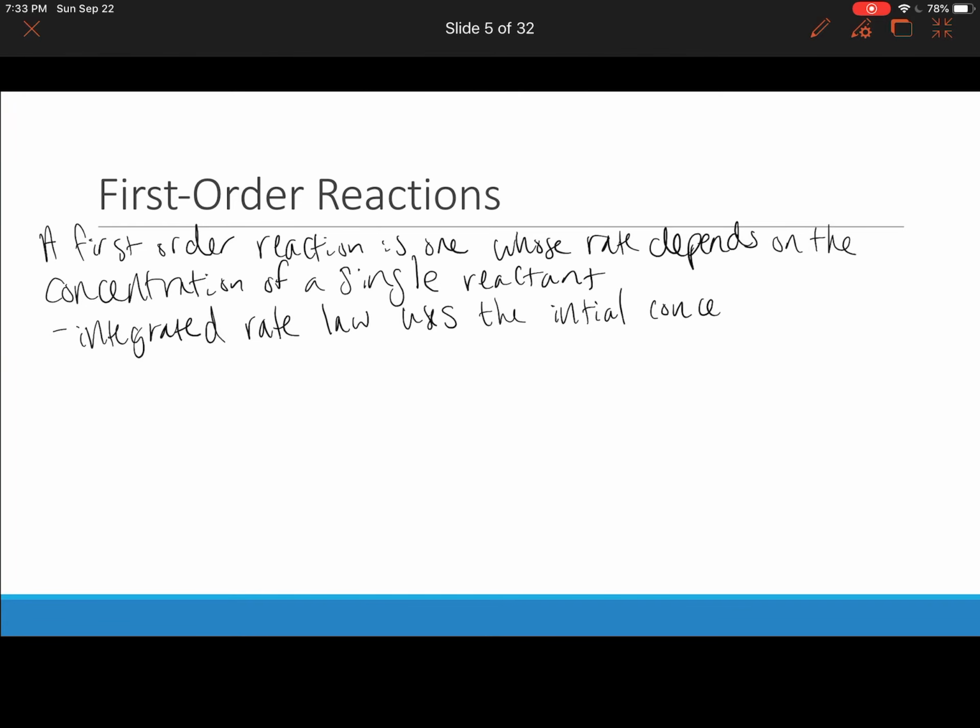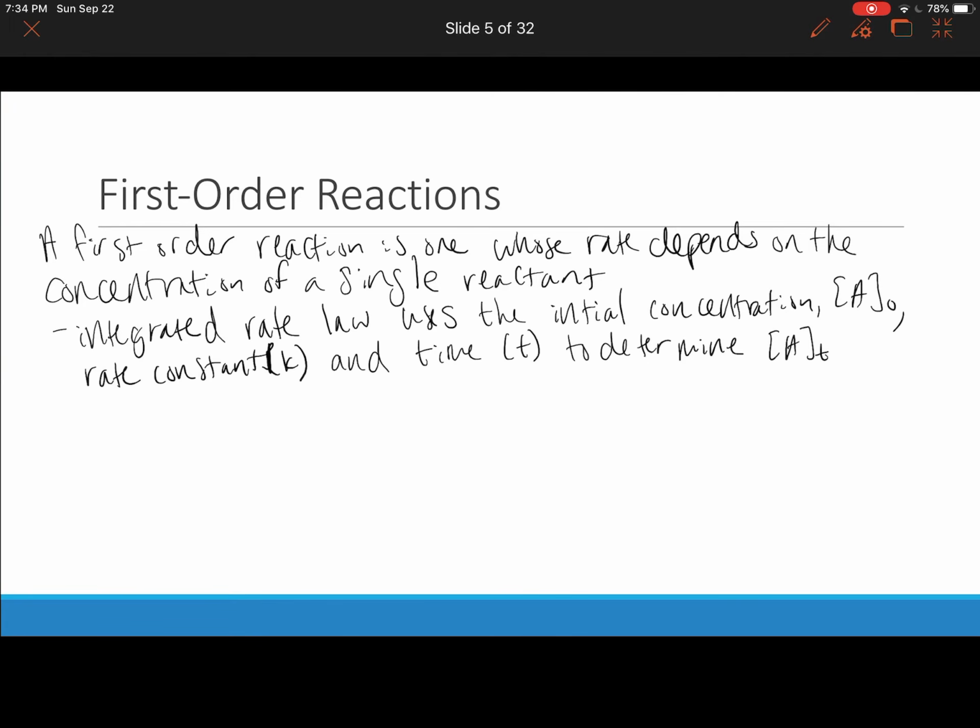to determine A T, which is the concentration of A at time t. Okay, so you have to have your rate constant. You have to have your initial concentration. You have to know what point in time you're looking at. Okay, so let's see how we actually developed this equation.